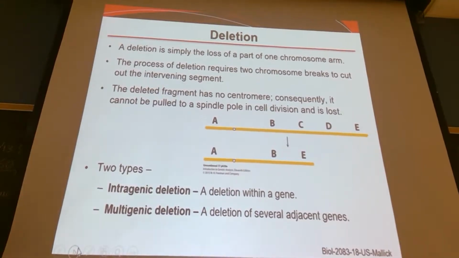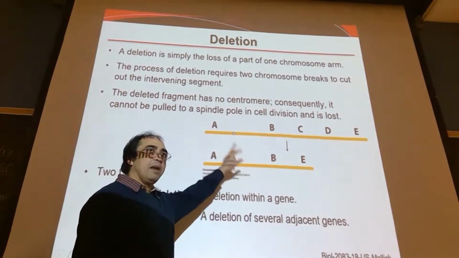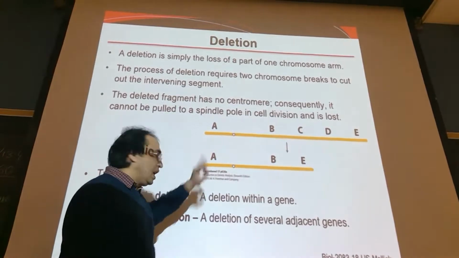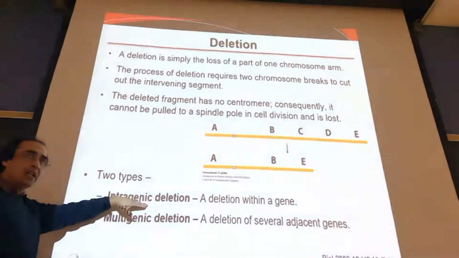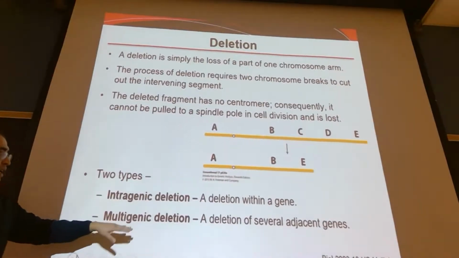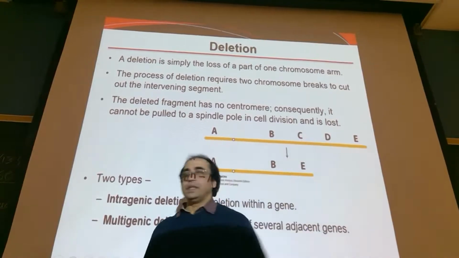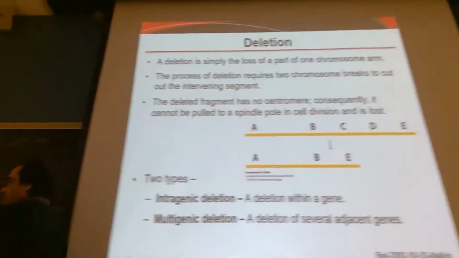And according to that one, the deletion can be with the centromeric region, can be outside the centromeric region. Deletion can be intragenic, within a gene, only a single gene, or can be deletion of several adjacent genes like this one. This is called deletion.